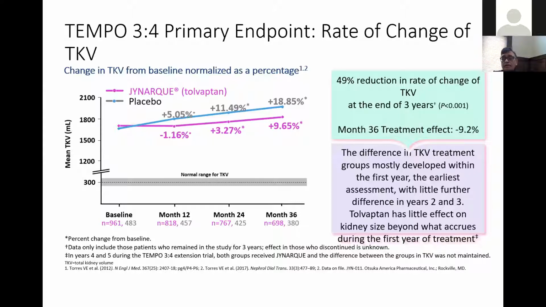A lot of people have asked why, after the 3 years, it didn't change much. Well, this is an allosteric inhibition. Once you inhibit the V2 receptor, the difference in the TKV treatment group mostly developed within the first year. The early assessment showed a little further difference in 2 to 3 years. Tolvaptan has little effect on kidney size beyond that, because if your kidney size doesn't go down, or at least go up, or doesn't reduce after 3 years, it means the drug is not working. So that was the TEMPO trial.